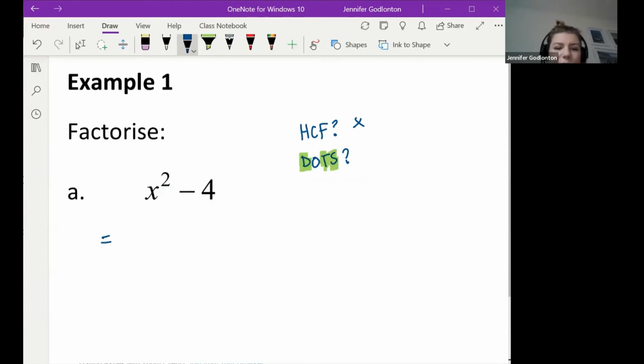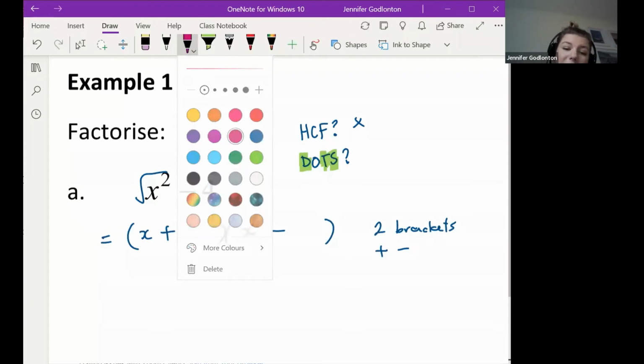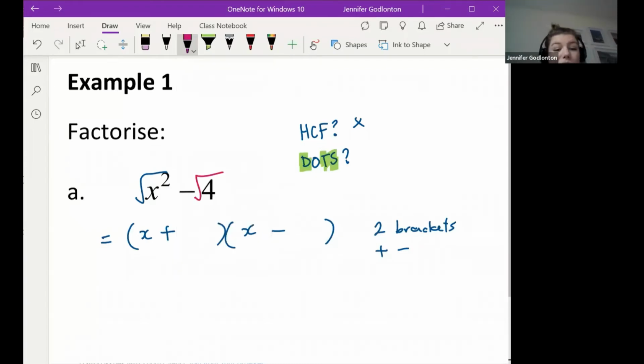When we do difference of two squares, we have two brackets, always. Okay, so we're going to do our two brackets. We're going to do a plus, and we're going to do a minus. We're going to square root the first term. So the square root of x squared gives me x, and we're going to put that in both first place positions. Then we're going to say, what is the square root of 4? And that's 2. So I'm going to have 2 at the back of both of them. And that's it.